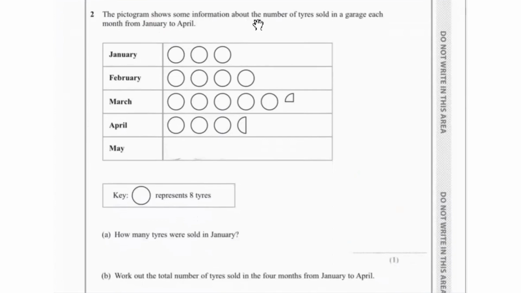The pictogram shows some information about the number of tires sold in a garage each month from January to April. According to the key, 1 full circle equals 8 tires. How many tires were sold in January? So in January, we have 1, 2, 3 full circles. So that's going to be 3 times 8, and that's 24.